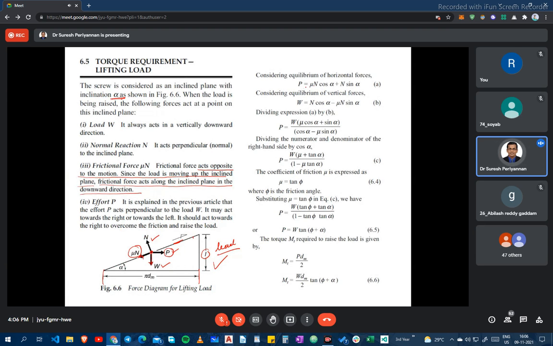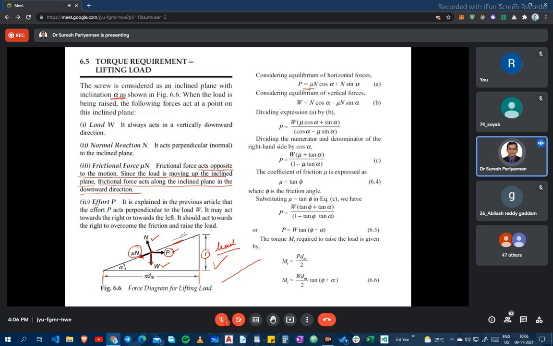P is equal to mu N cos alpha, because alpha is given here. Now I draw a small diagram here so you can easily understand. This is my inclined plane.